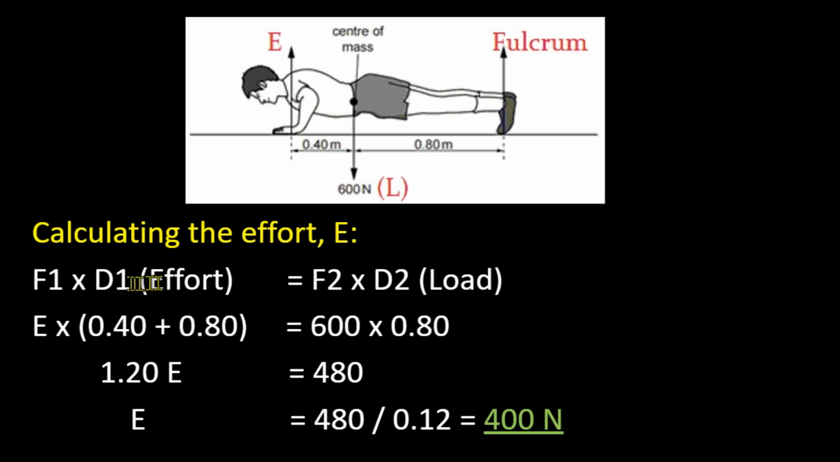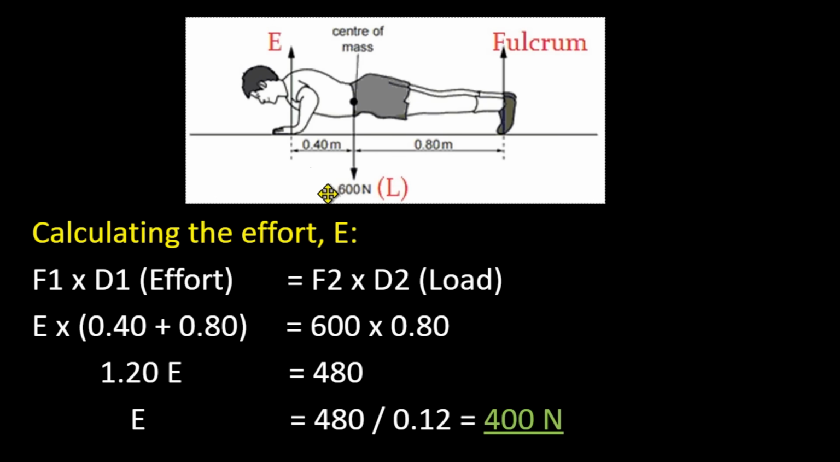So we say F1D1 is equal to F2D2. F1, which is his effort on his arms, is unknown. And D1 is going to be the distance from the effort to the fulcrum. And that will be 0.4 plus 0.8, and that will be 1.2.